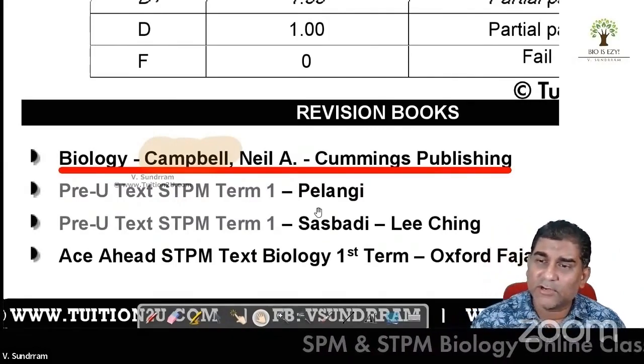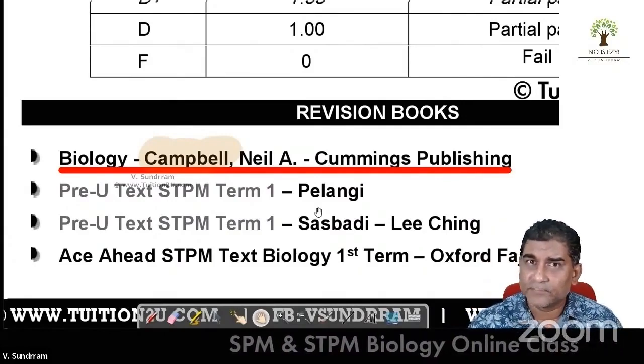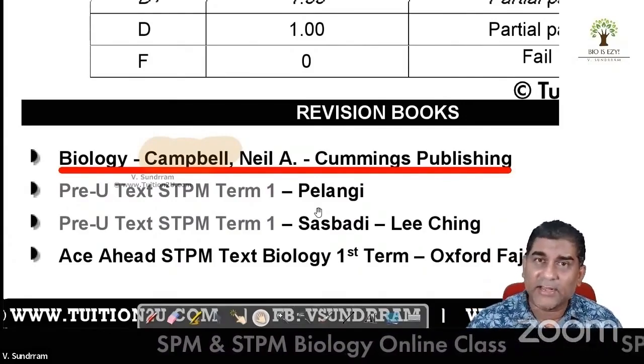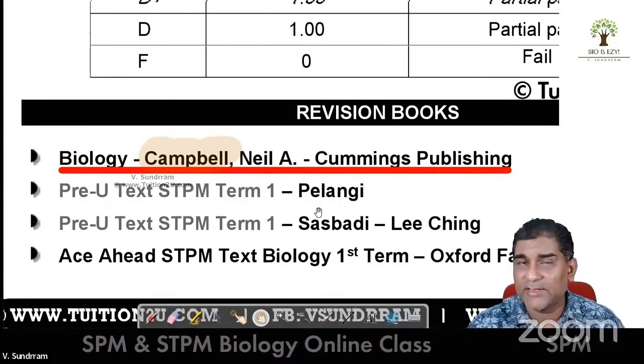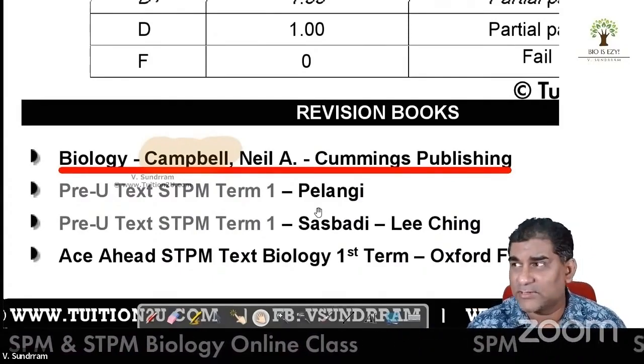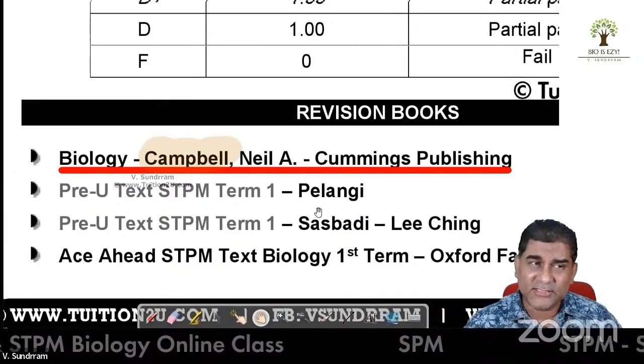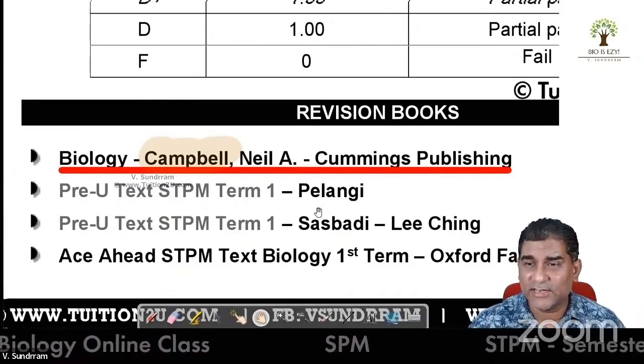No need to download Campbell. You can get it nowadays with Telegram, you can download it, but you're not going to use it. Generally, it's too complex, a bit higher level. Just stick to the revision books, that is generally enough.